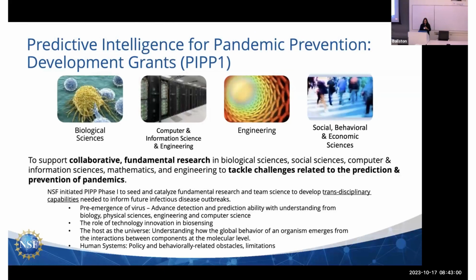Okay, and then the last two slides I have are talking a little bit about PIP, Predictive Intelligence for Pandemic Prevention. And some of you may be familiar with that if you applied to the PIP Phase 1, which was the development grants portion. But PIP really did come out of the COVID pandemic and is intended not just to address COVID, but to go beyond COVID to think about future pandemics and how can we do better next time? What can we be doing in terms of pre-emergence, identifying when there's a risk? How does biosensing play a role in that? What are the relationships about host pathogen that we don't really fully understand and that we need to understand better? And again, what are the human systems involved?